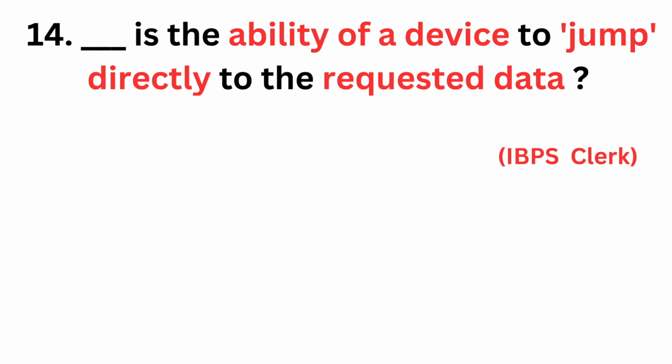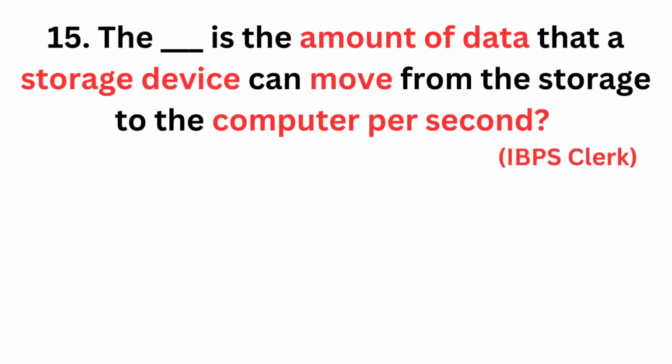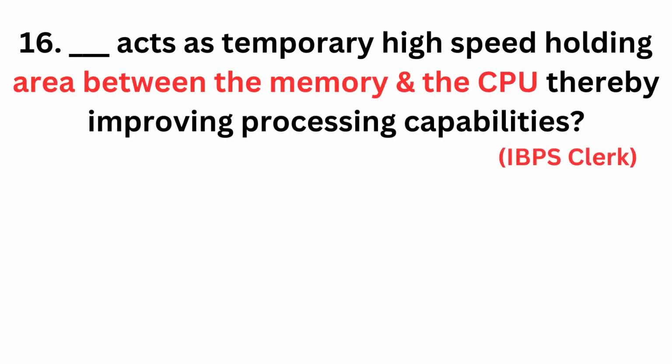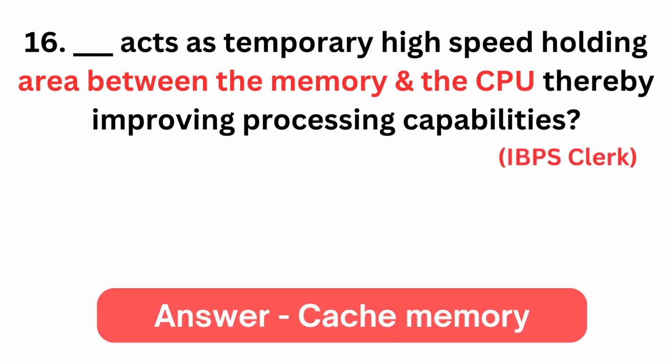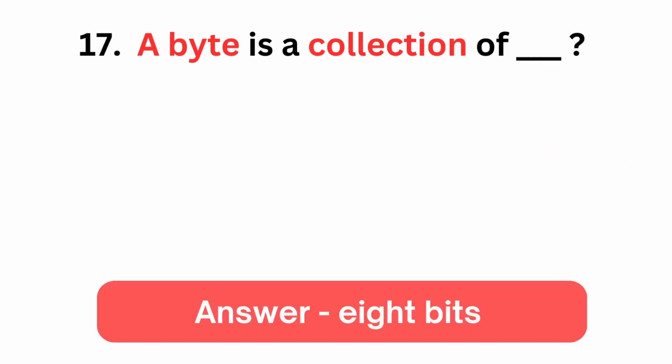What is the ability of a device to jump directly to the requested data? Random access. What is the amount of data that a storage device can move from the storage to the computer per second? Data transfer rate. What acts as a temporary high-speed holding area between the memory and the CPU, thereby improving processing capabilities? Cache memory.